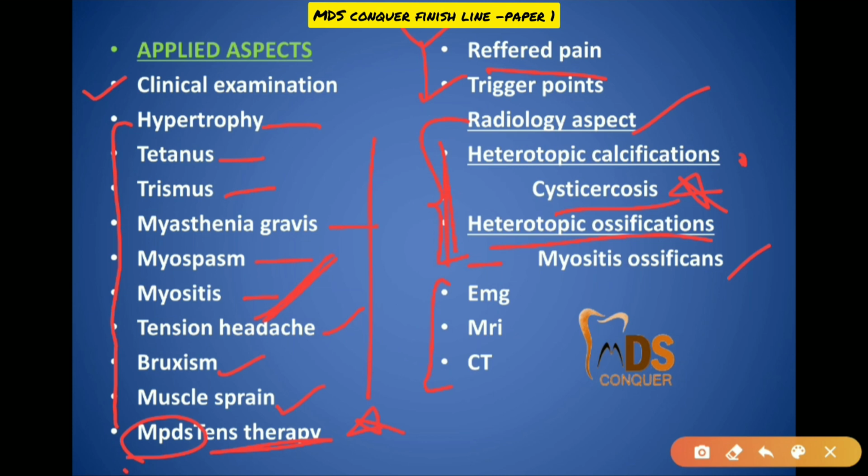And finally you can write about a few important diagnostic procedures like EMG. EMG means electromyography, which is mostly useful for muscle function. It is a muscle function test. So you can mention EMG and MRI. MRI is very useful for soft tissue radiological examination, so you can see all these muscles of mastication in the MRI. You can mention the important points in the MRI. Then finally the CT: in CT also you can see these muscles of mastication and the soft tissue densities. You can even mention the CT in the applied aspects.